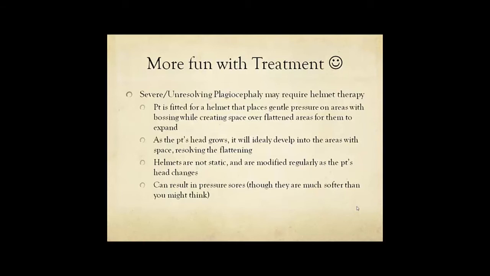If there's any problems with severe or unresolving plagiocephaly, they may actually require helmet therapy. The patient is fitted for a helmet that places very gentle pressure on areas with bossing while creating space over the flattened areas, and it allows for those areas to expand into the helmet. As the patient's head grows, it will ideally develop into those areas where the space is provided, which will resolve this flattening. Helmets are not a static thing. They're modified regularly as the patient's head changes.